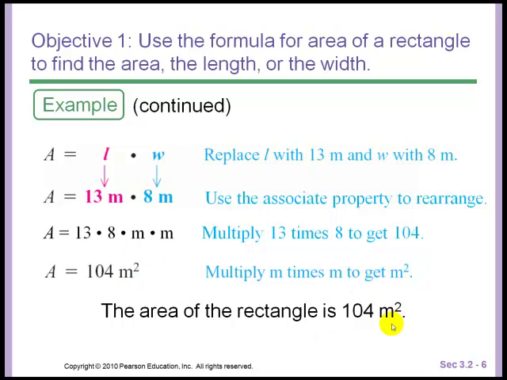You will lose points if you do not have the correct units. Area is a square measure. It has to have square units. I will also accept writing the word square meters or having the letters SQ meters.